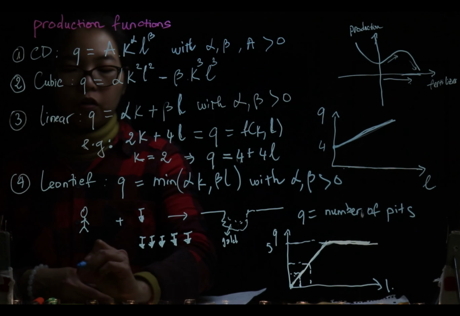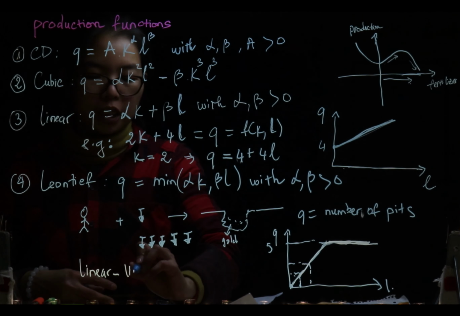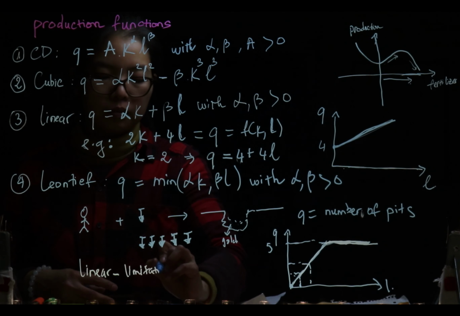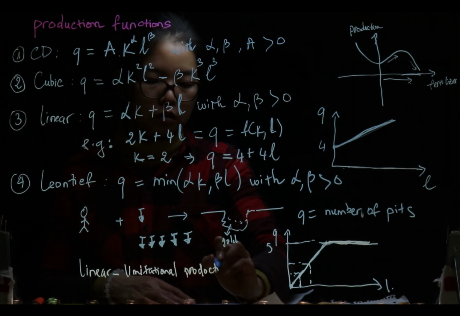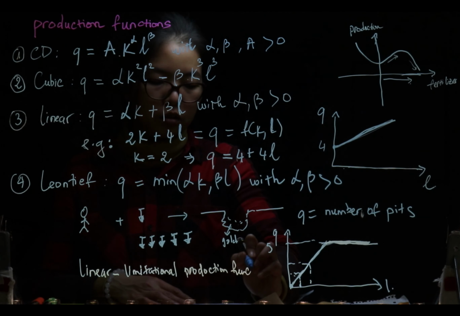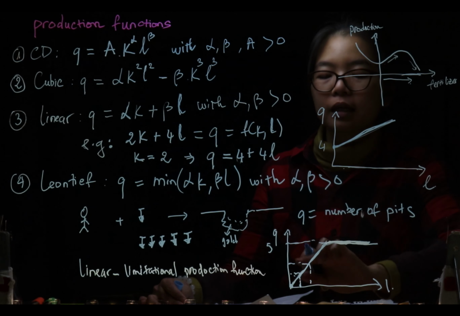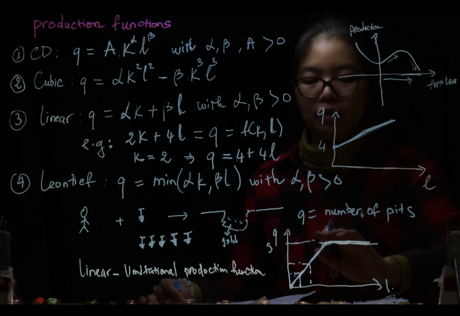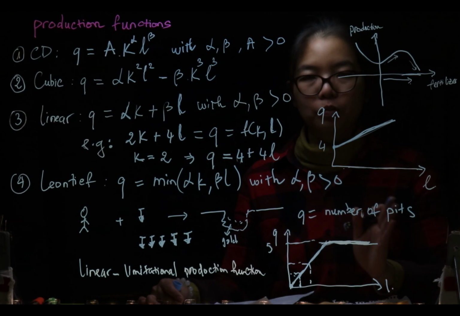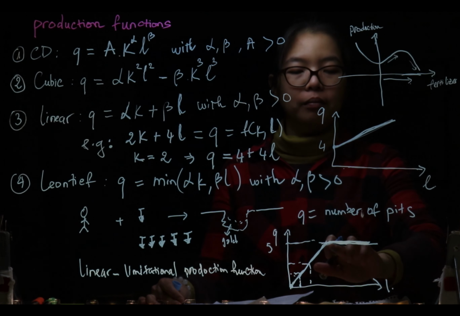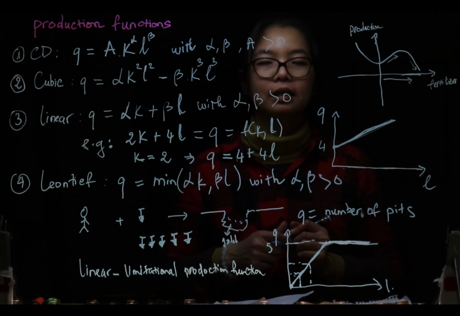And because of this, it's called the linear limitational production function. Linear because the production increases linearly, but only up to a certain level, if the other input doesn't increase, only up to a limit. So the linear limitational, that's the Leontief.